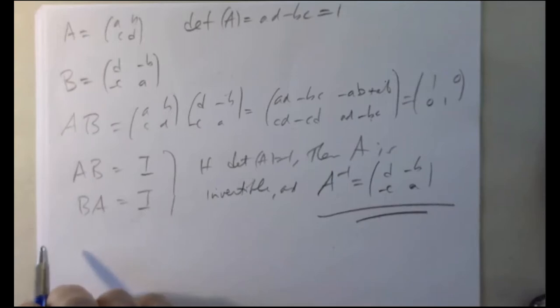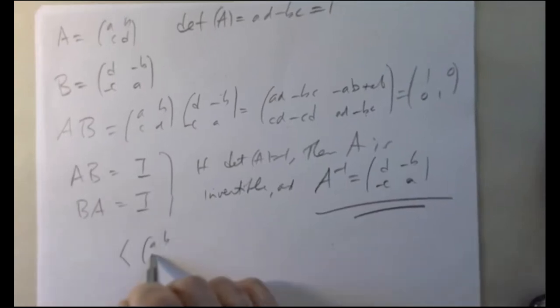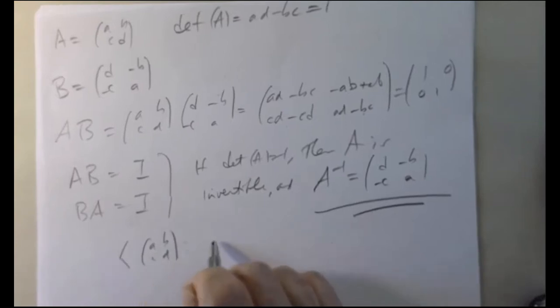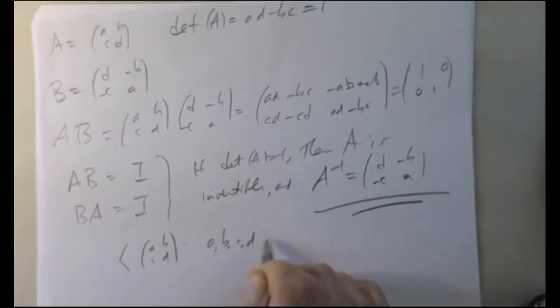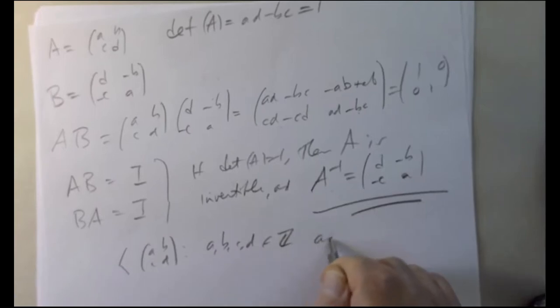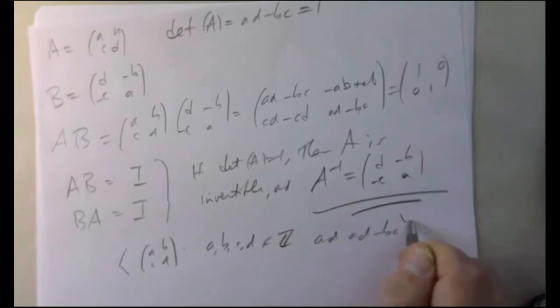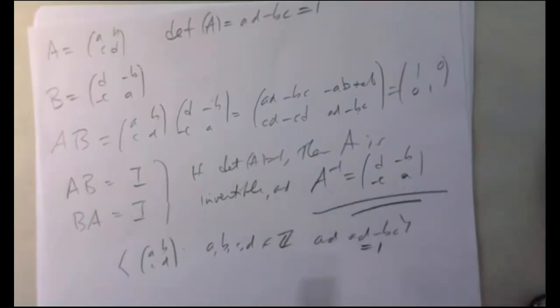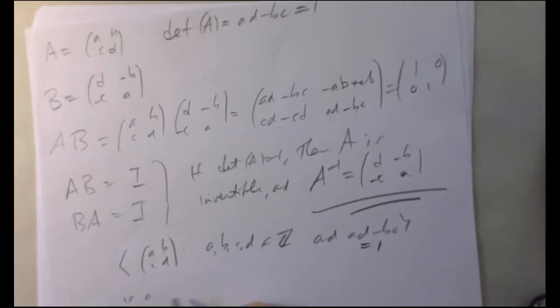So what we proved is if we look at the set of matrices A, B, C, D, let's take a particular case where A, B, C, D are integers and AD minus BC equals 1, this is a group.